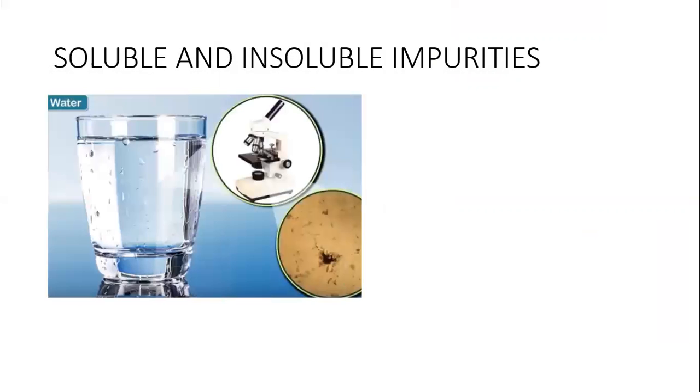Soluble and insoluble impurities. Soluble impurities are those that are dissolvable in water. They are microscopic and not visible to the naked eye. Salt present in seawater is an example of a soluble impurity.